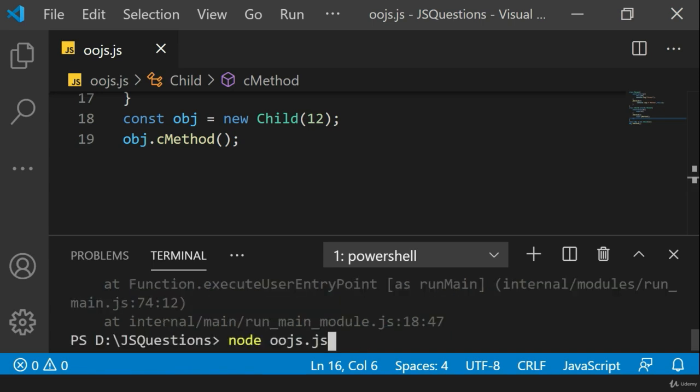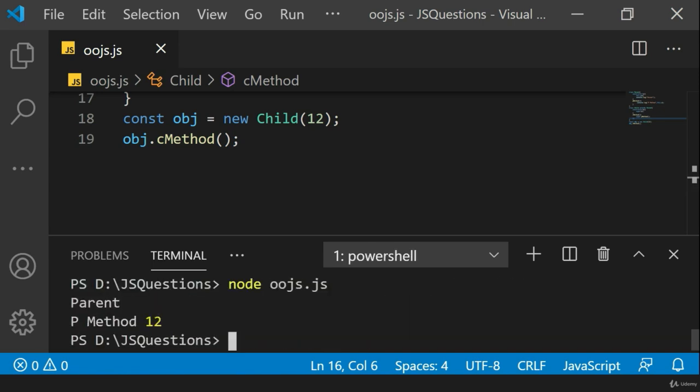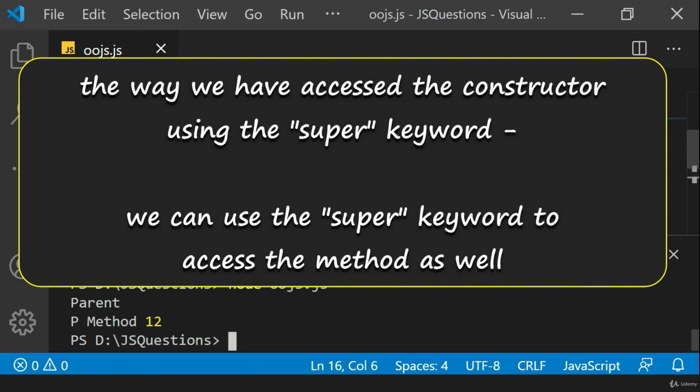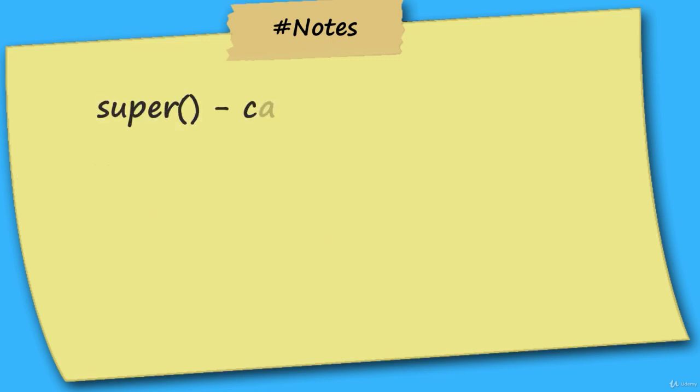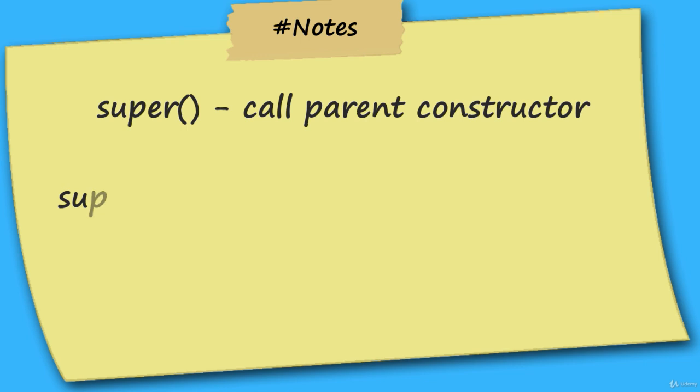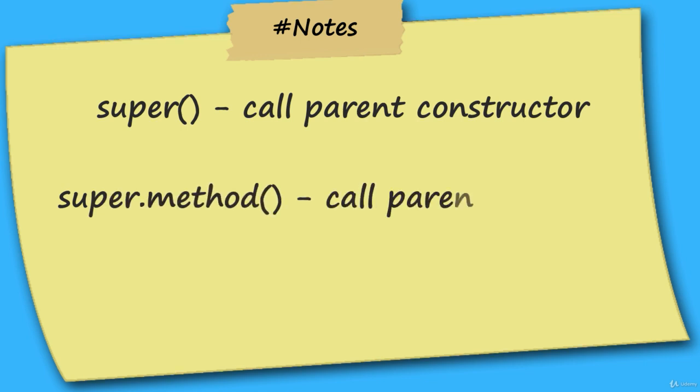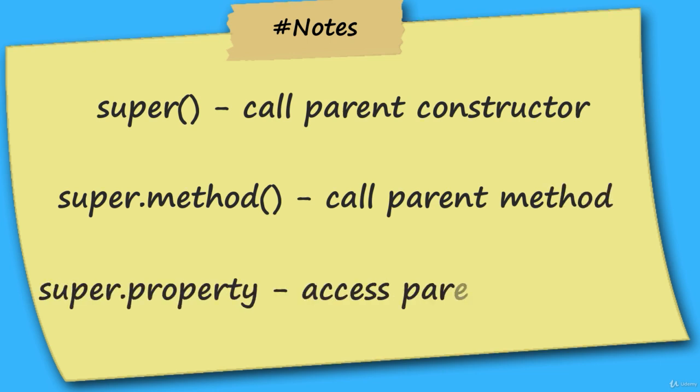Now let's try to run the code again. Now it is running absolutely fine. So the way we have accessed the constructor using the super keyword, we can use the super keyword to access the method as well. In short, super is the keyword which is used to call the super constructor, call parent constructor like this, or you call super dot method to call parent method, or in fact super dot property to access parent properties.